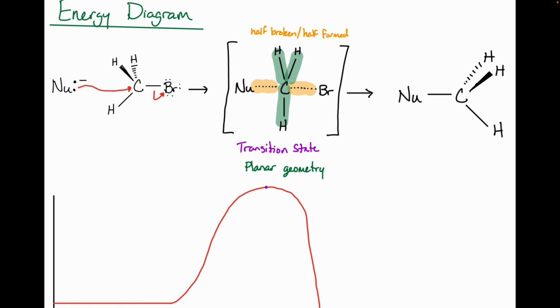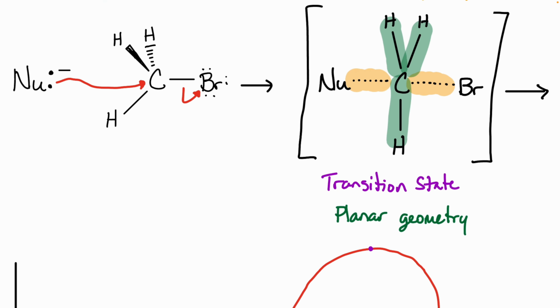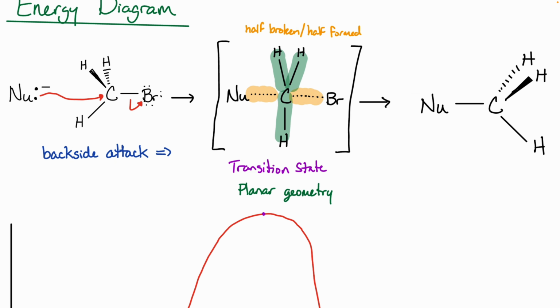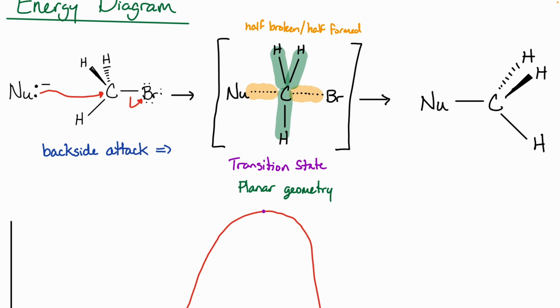Okay, so my nucleophile here must attack from the opposite side of where that leaving group is, right? Your nucleophile can't attack from over here. It's got that leaving group in the way. It has to attack from the opposite side, what we call our backside attack. That leads to the planar geometry of our transition state, which will lead to a stereochemical inversion.